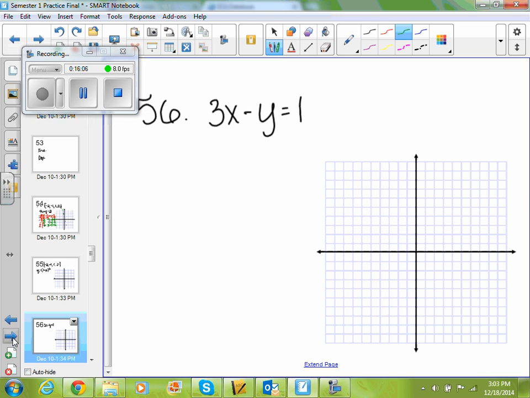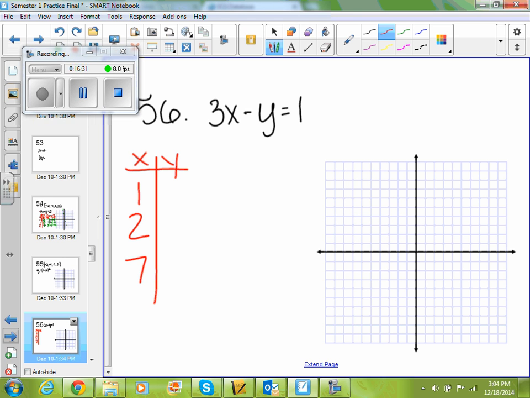So 56. 3x minus y equals 1, and we're copying the function. Since they don't give us a domain, we get to pick our own. So what do you want to use for your x's? 1, okay, what else? 2, and 7, okay. So 1, 2, and 7.